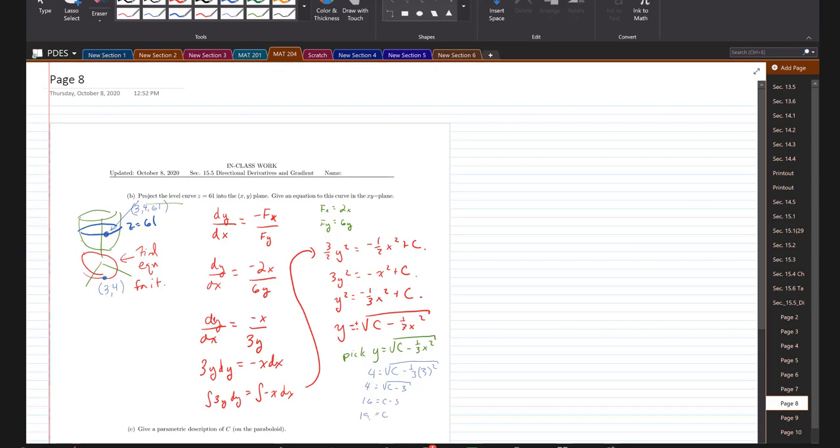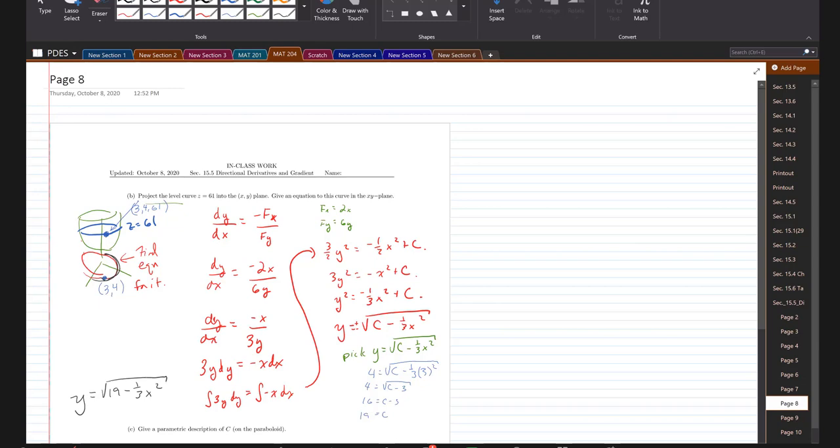So finally we can give our answer that describes at least a portion of this curve. This only applies for y values greater than 0, so it's going to describe this part of the curve. That's going to be the curve y is equal to the square root of 19 minus 1/3 x squared.